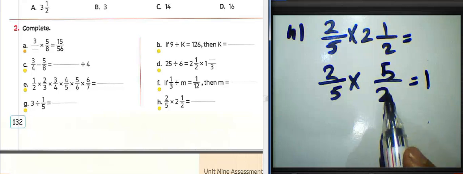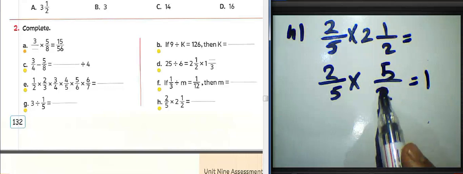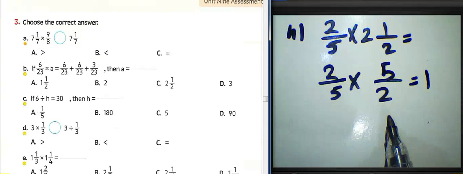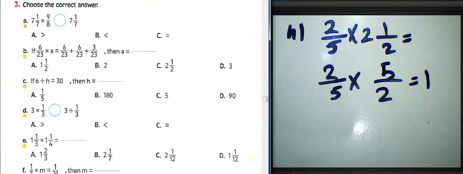It's a multiplicative inverse. You remember it? We called it multiplicative inverse. Properties. Question number 3. Choose the correct answer. Letter A.